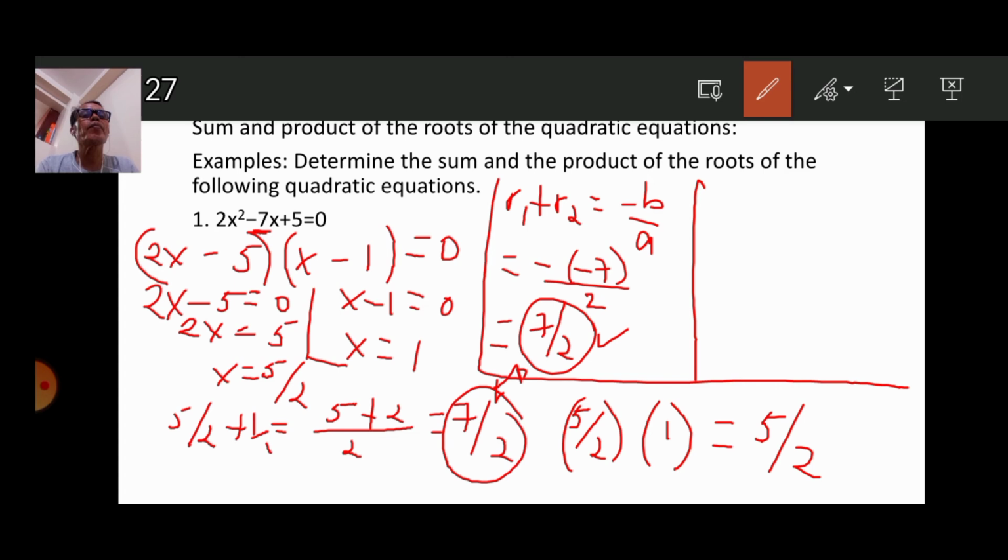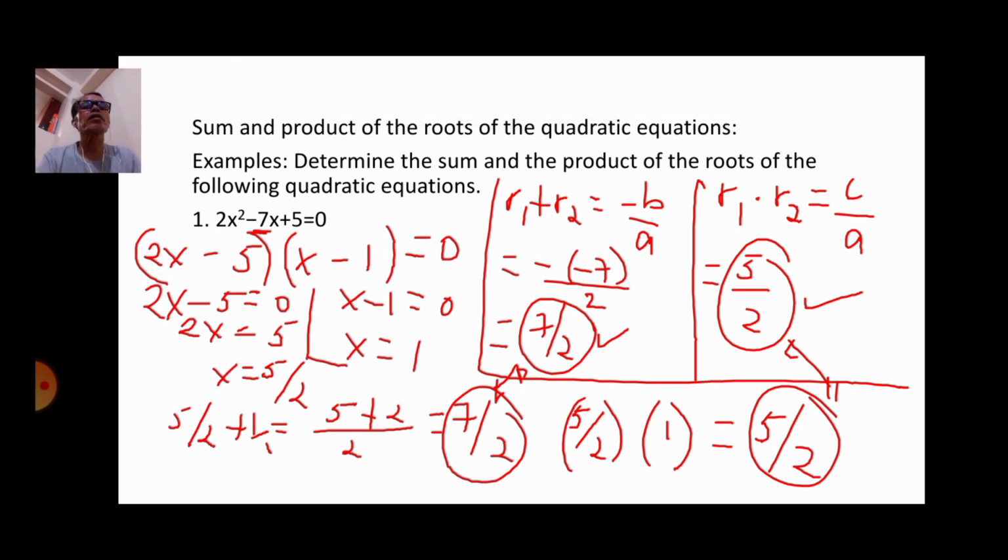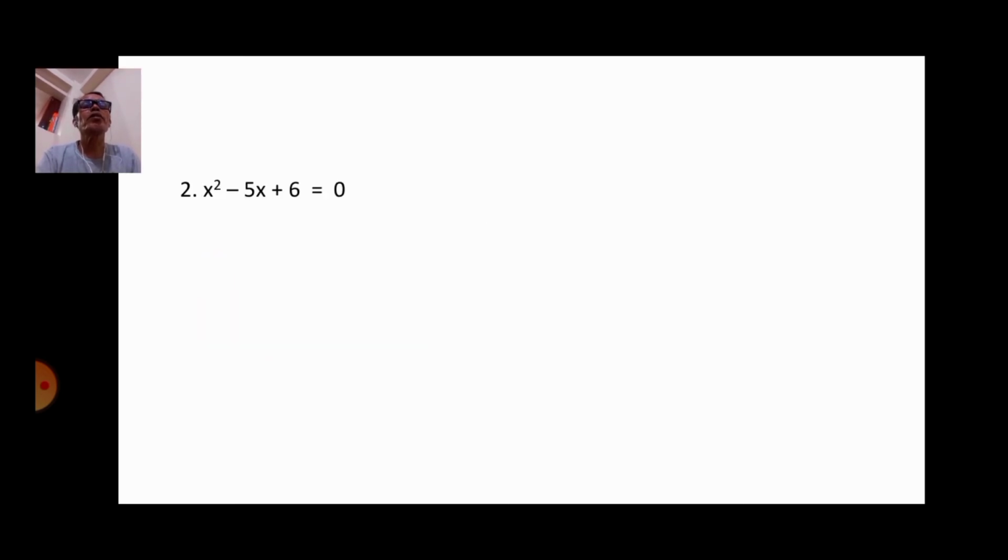So, check. Then, r sub 1 times r sub 2 must be equal to c over a, where c is 5 and a is 2. So you have the same answer. So this is check. Okay, next. Number 2.